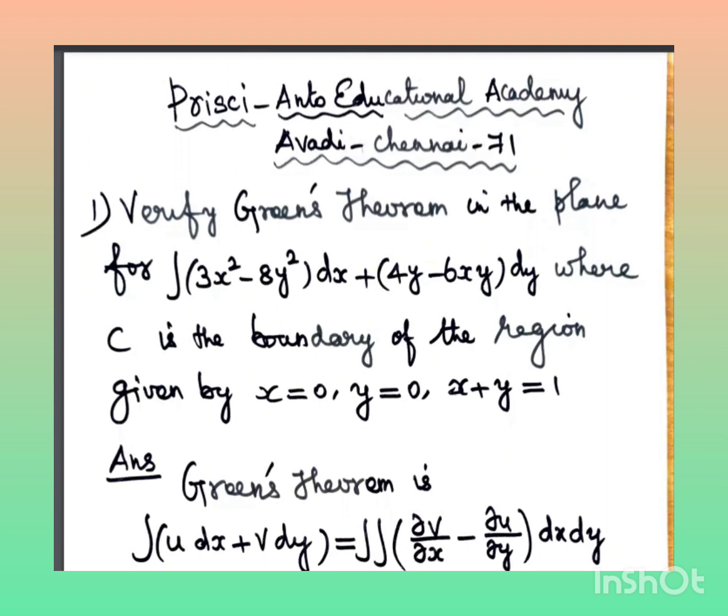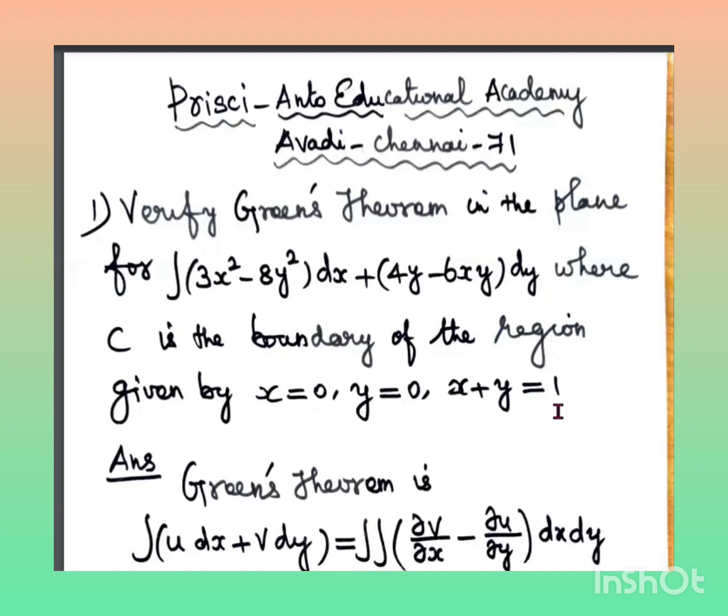Let us solve one problem. Verify Green's theorem in the plane for the line integral of (3x² − 8y²) dx + (4y − 6xy) dy, where C is the boundary of the region given by x = 0, y = 0, x + y = 1. So this is the problem.